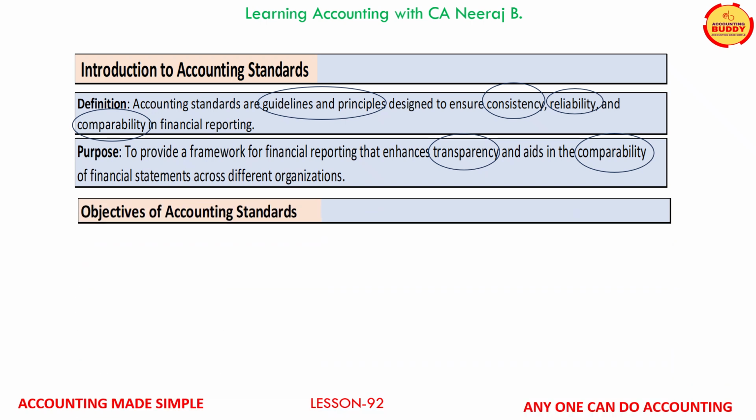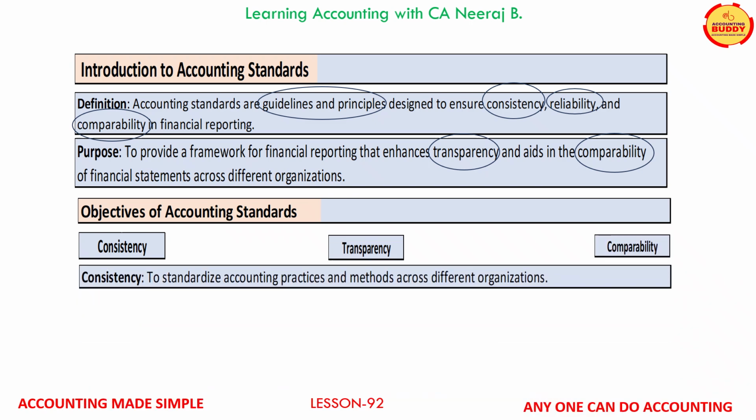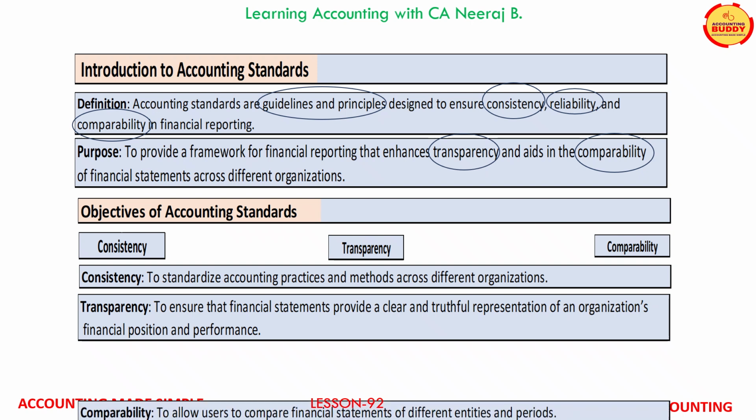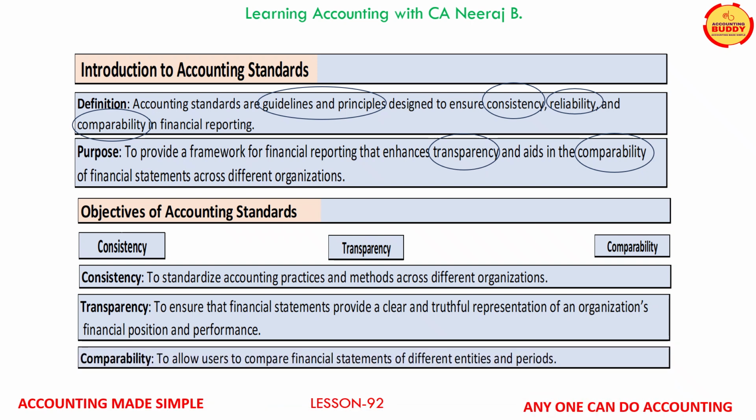There are three major objectives of accounting standards: consistency, transparency, and comparability. Consistency means to standardize the accounting practices and methods across different organizations. Transparency means to ensure that the financial statements provide a clear and truthful representation of an organization's financial position and its performance. Comparability means to allow users to compare financial statements of different entities and different periods.